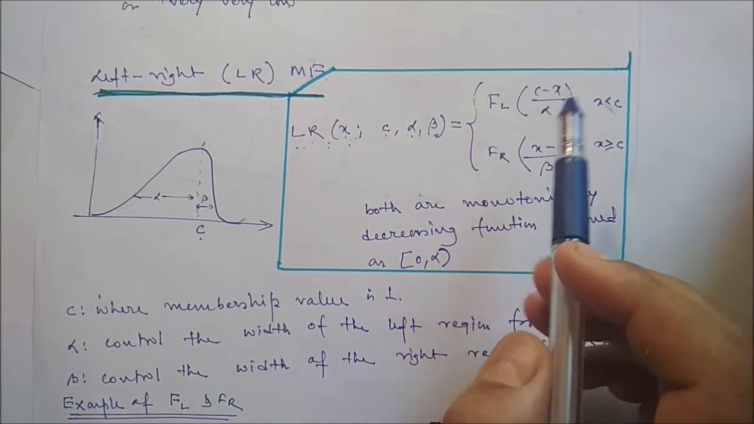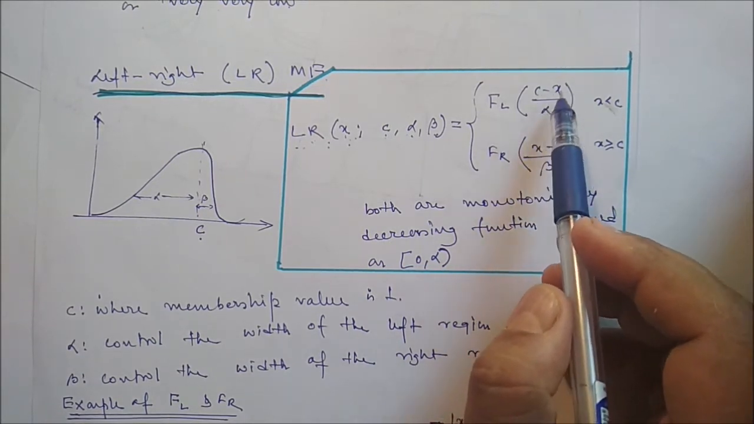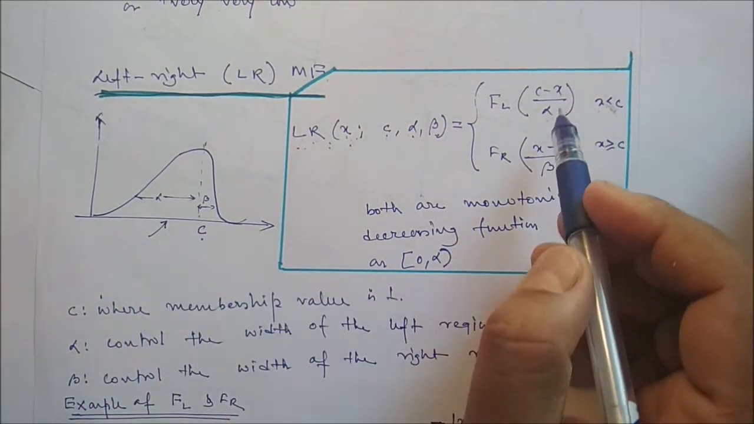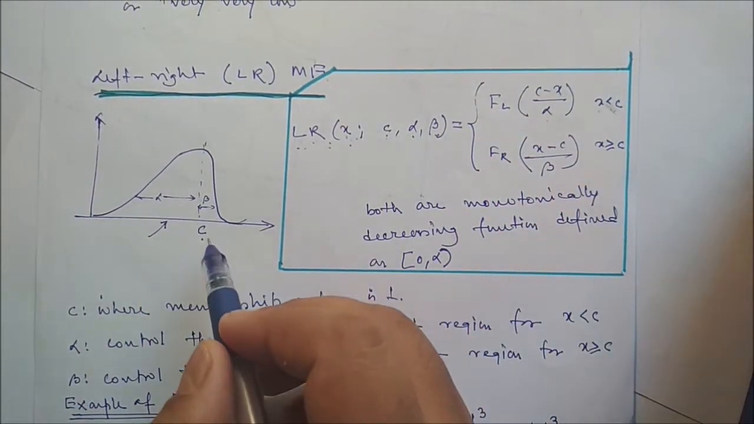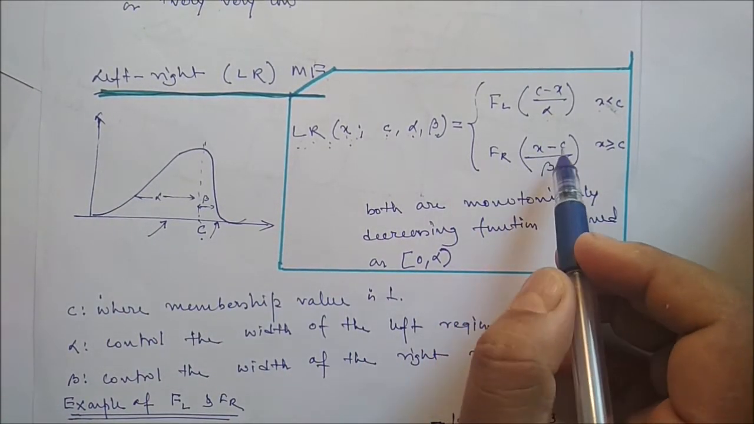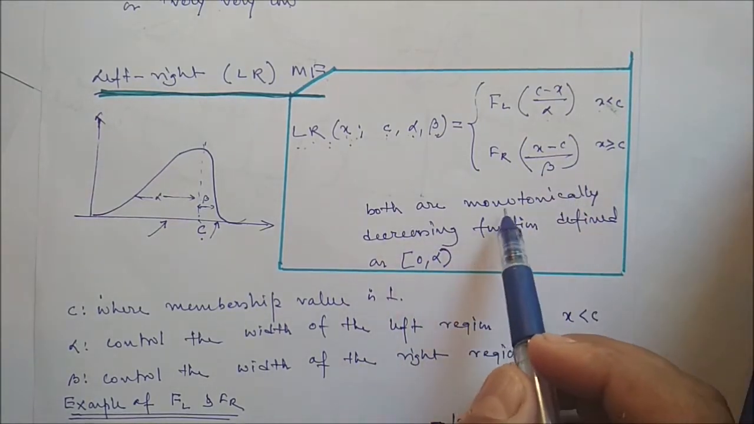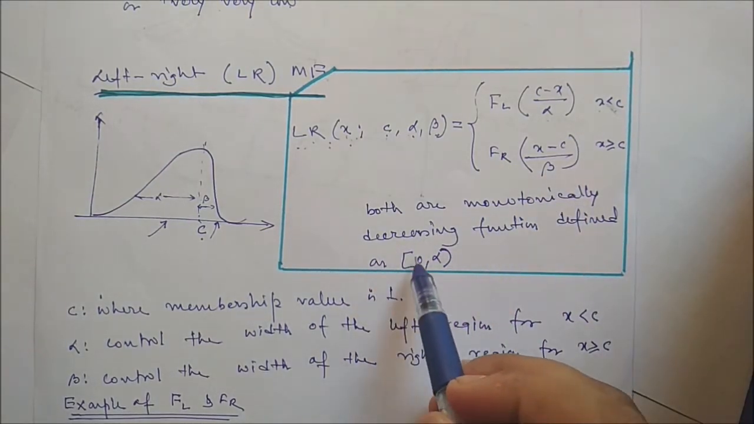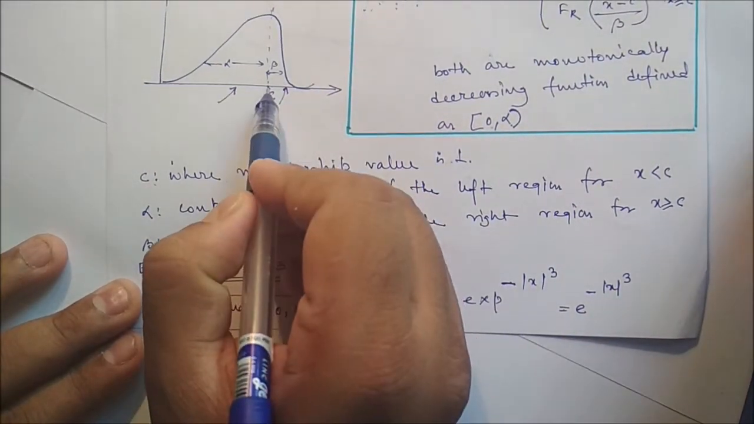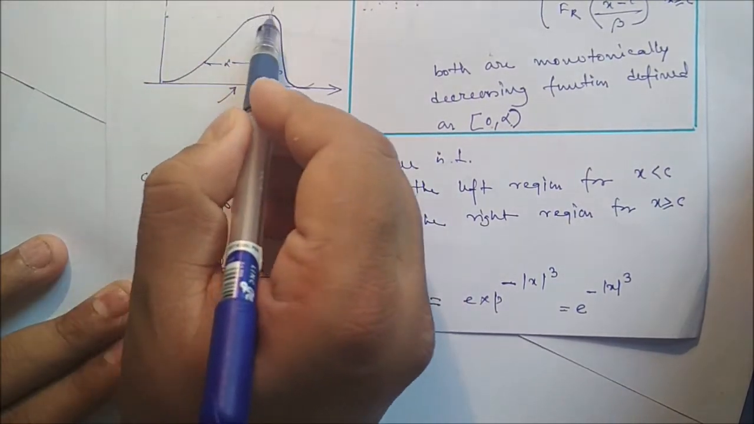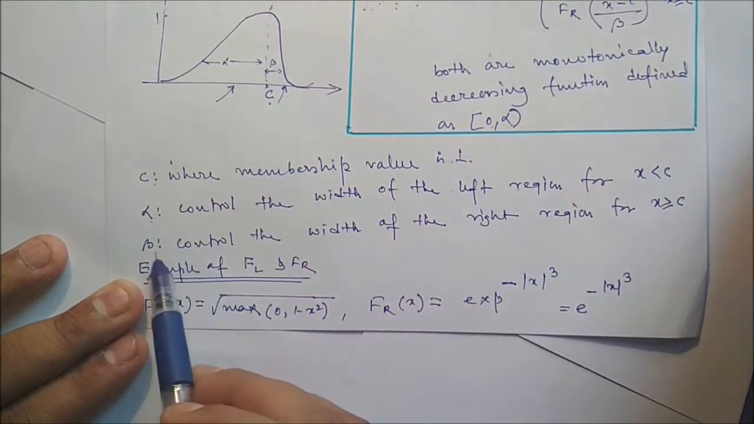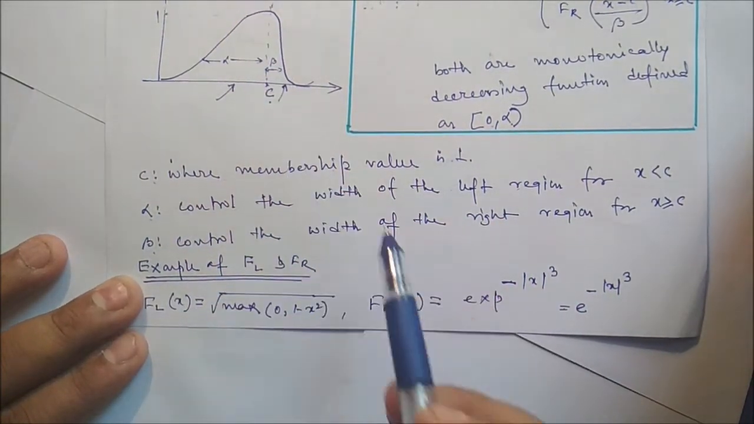So FL is the left membership function. We may apply c minus x by alpha if the value of x is less than c. So if it is somewhere here, then we have to apply this particular formula. But if the value of x is somewhere here, if it is more than c, then we have to apply this particular formula. Both are monotonically decreasing functions defined in between 0 to alpha. Now we can see the parameter c where the membership value is 1. In this case, at the center, its membership value is 1. Alpha controls the width of the left region, and beta controls the width of the right region, definitely.